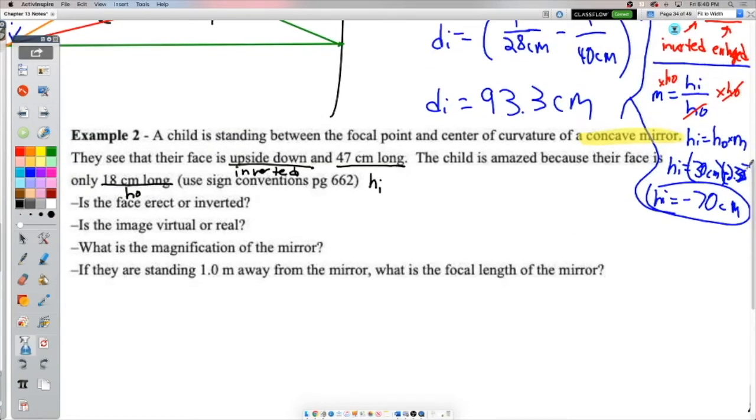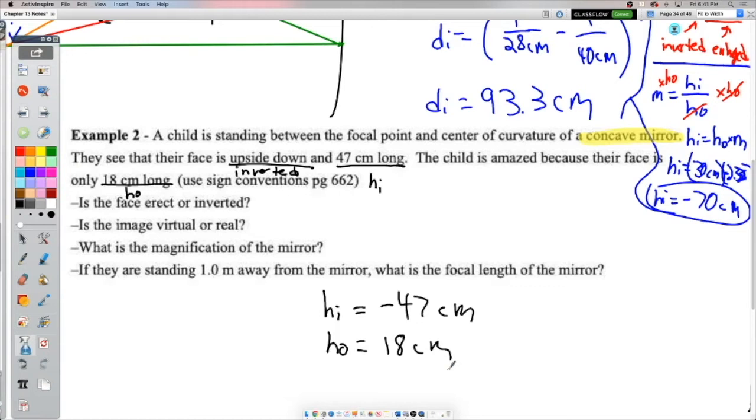We go to write our givens. If the height of the image is 47 centimeters, but it's inverted, how should I approach that? Well, I should say that hi equals 47 centimeters, but remember, if it's inverted, it's negative 47 centimeters. The child is amazed because their face is only 18 centimeters long, so the height of the object should just be 18 centimeters.